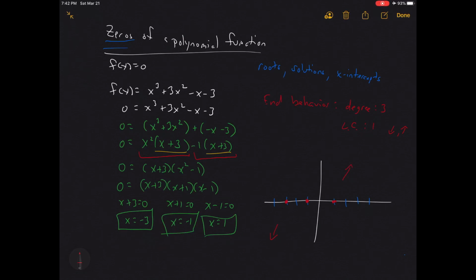Now we're going to talk about something else which is called multiplicities here in a few minutes, but it won't really affect this one. This one is going to go through this point, back down through this point at some place, and then back up through this point before finishing up. And that is a general sketch of the function x cubed plus 3x squared minus x minus 3.